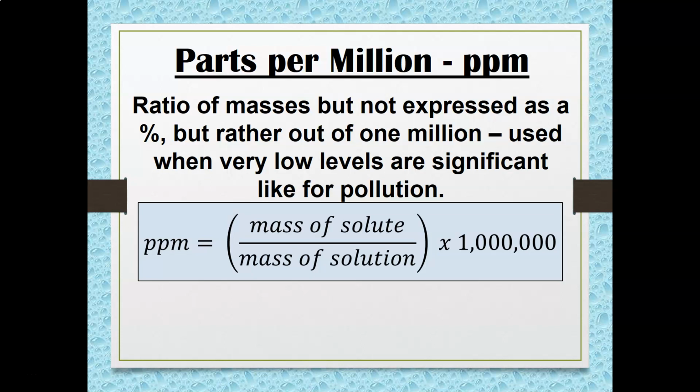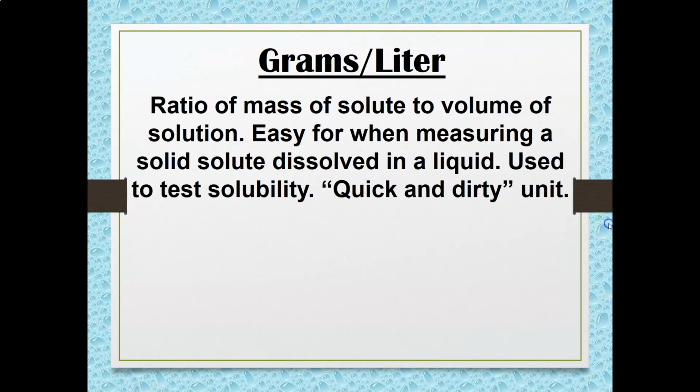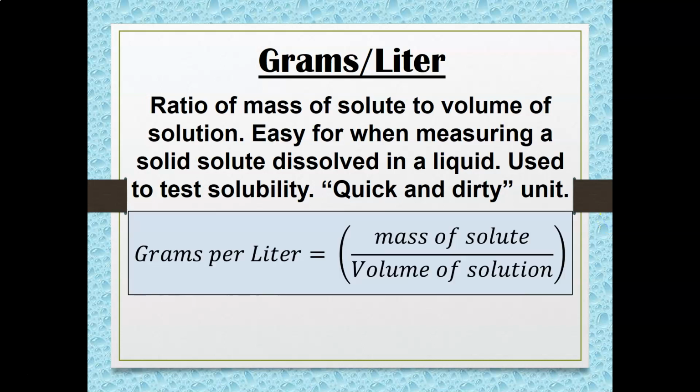All right, another one that does not get used as much in chemistry, but it does get used a little bit more in biology, is grams per liter. So grams per liter is exactly what it sounds like. It's going to be the mass of the solute divided by the volume of solution, and that way typically you're making up 1 liter jugs of this stuff. We like to call this the quick and dirty unit because it does not take very much thought. And so, you just weigh out some grams and you throw it into a liter container and you fill it up with water.